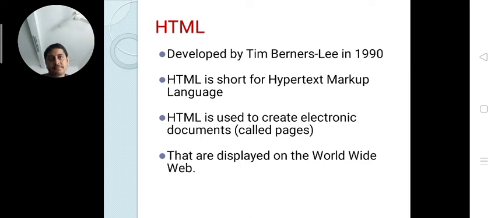Now HTML. HTML is HyperText Markup Language developed by Sir Tim Berners-Lee in 1990, and it is used to create electronic documents called web pages or HTML documents, you can say, and they are displayed on the World Wide Web. We have discussed this in our previous slides.